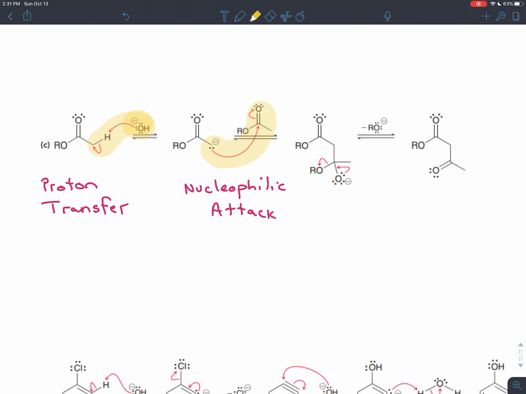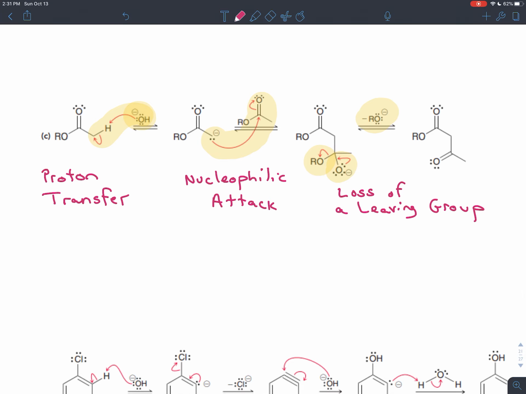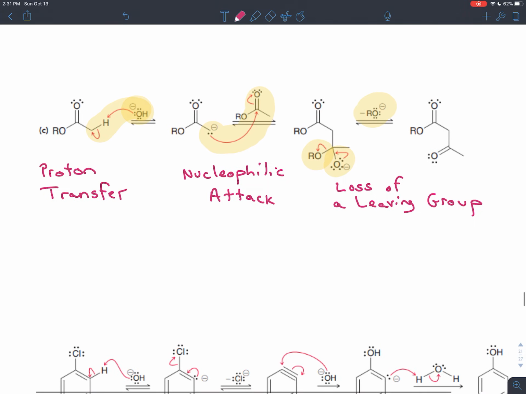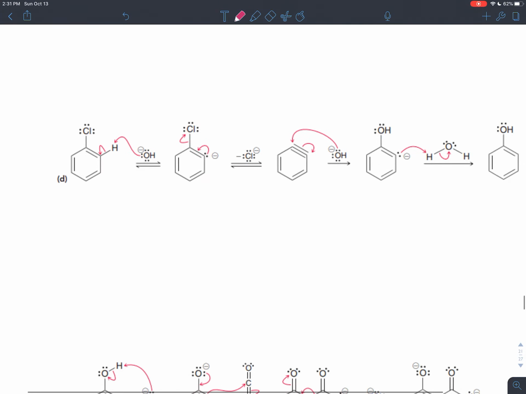In the third step, we have this molecule coming off of the carbon chain. It's getting kicked off by the oxygen, but the point is that it's coming off of the carbon chain. It's not here anymore. So if something gets kicked off of a molecule, takes its electrons with it and just leaves, that's loss of a leaving group. So that whole reaction is a proton transfer followed by a nucleophilic attack and loss of a leaving group.